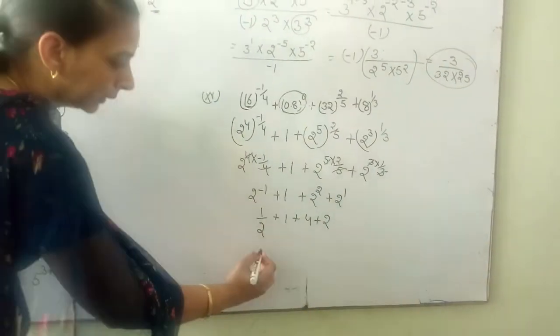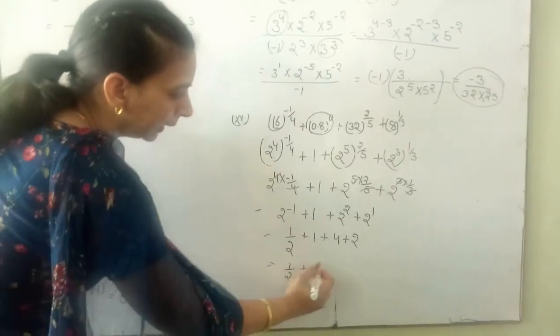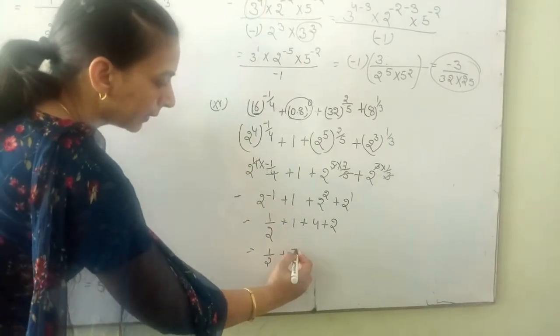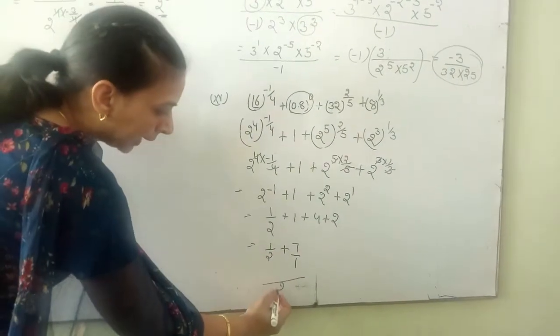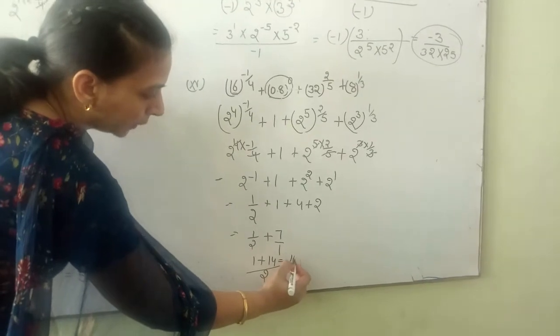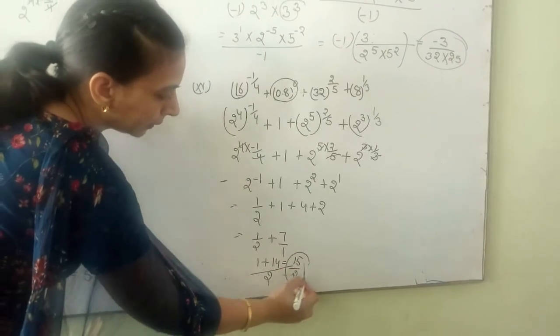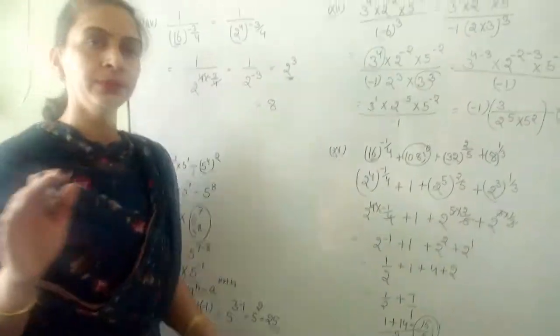Okay student. Then 1 by 2 plus 4 plus 2 is 6, plus 7 by 1. We take the LCM of 2 and 1, then the LCM is 2, then 1 plus 14, and this equals 15 by 2. This is our answer of question number 15. Okay, next we take another question.